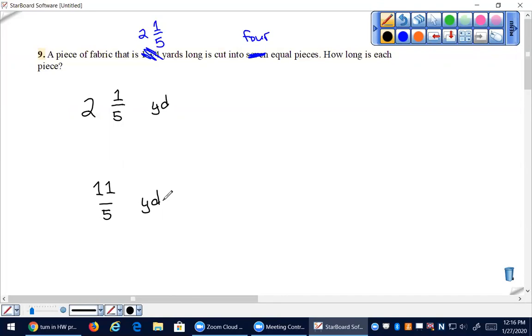And then we take that amount and we want to make 4 pieces out of it. So what's my next step going to be? What's arithmetic for cut it into 4 pieces? Yeah, divide by 4.